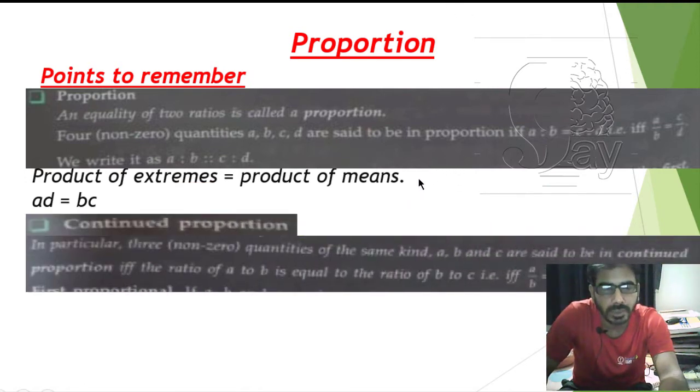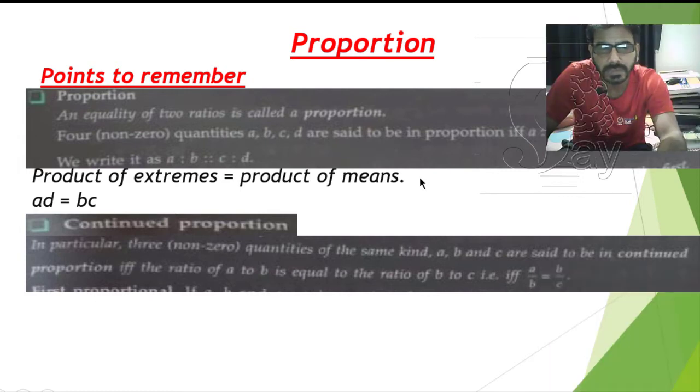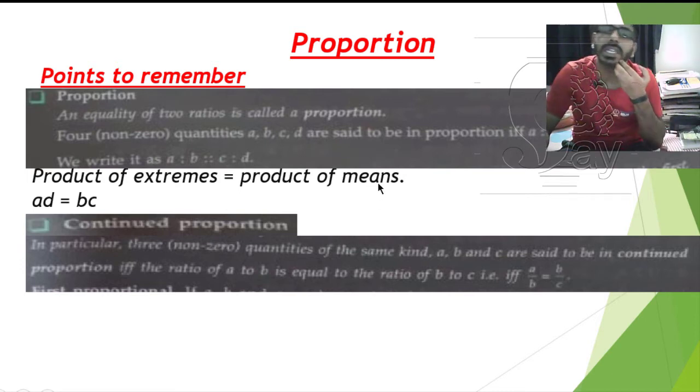Now what is continued proportion? We have three non-zero quantities of the same kind, and we take the ratio one by one. They are said to be in continued proportion if the ratio of A to B is equal to the ratio of B to C. So A by B equals B by C. Instead of having four quantities here, we have three quantities, and the middle quantity is being repeated, continued. That is why we say this is continued proportion.